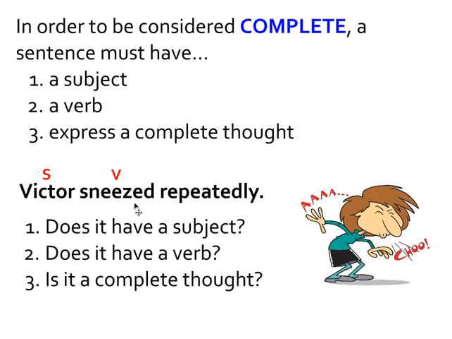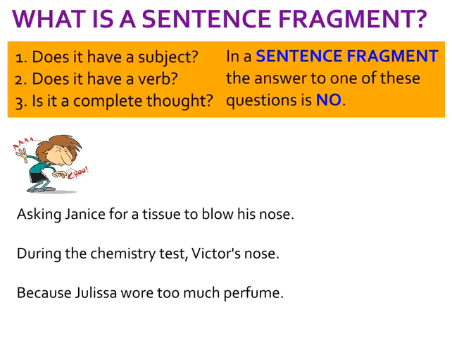In order for this sentence to be complete, the answer to all three of these questions, does it have a subject, does it have a verb, and is it a complete thought, must be yes. A sentence fragment, on the other hand, answers one of these questions with a no. It either is missing a subject, it's missing a verb, or it's an incomplete thought. Let's look at these sentence fragments and figure out what they're missing.